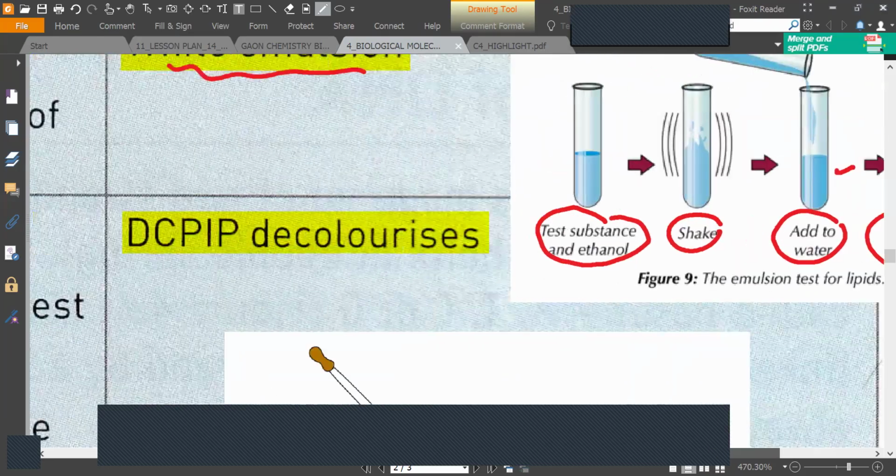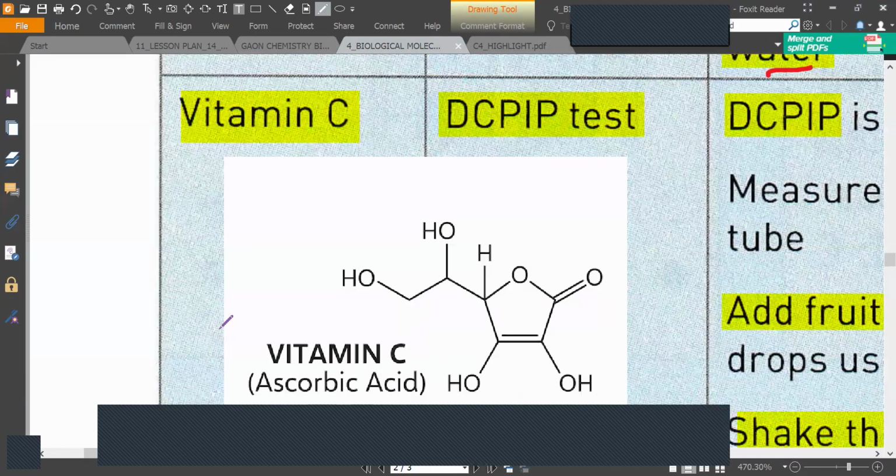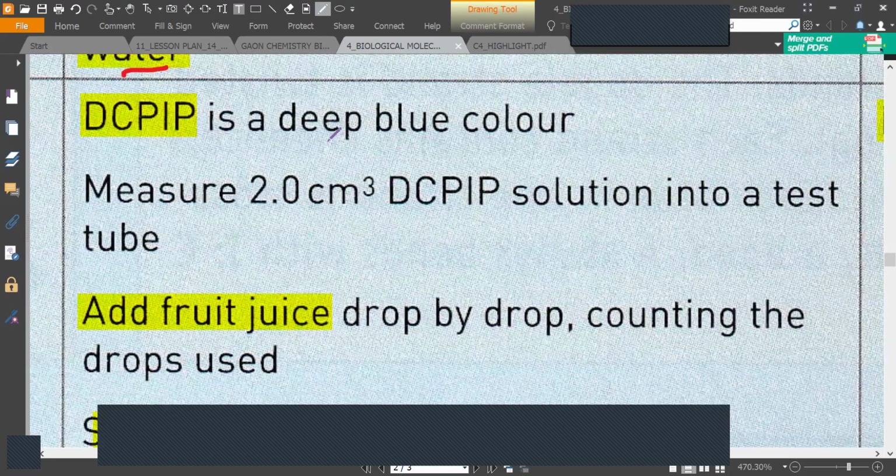Okay, next. We also have an extra one, which is a test for vitamin C. Vitamin C is an important food molecule. We also learn how to test it. The structure of vitamin C looks like this. So the test is the DCPIP test. So how do we do it? DCPIP is a deep blue color.